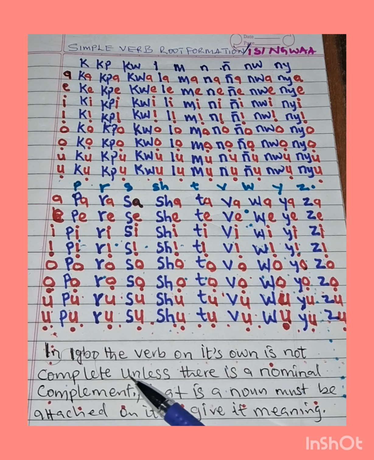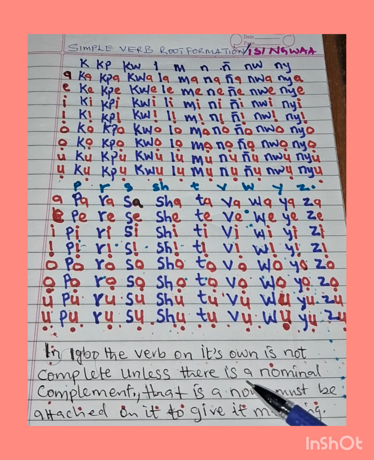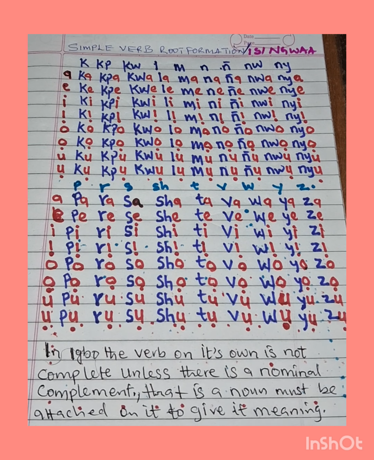In Igbo, the verb on its own is not complete unless there is a nominal complement. That is, a noun must be attached on it to give it meaning.